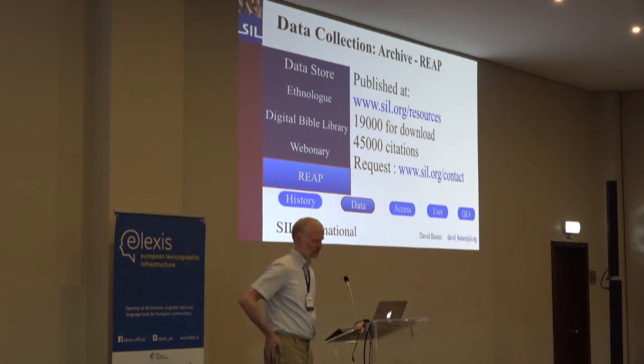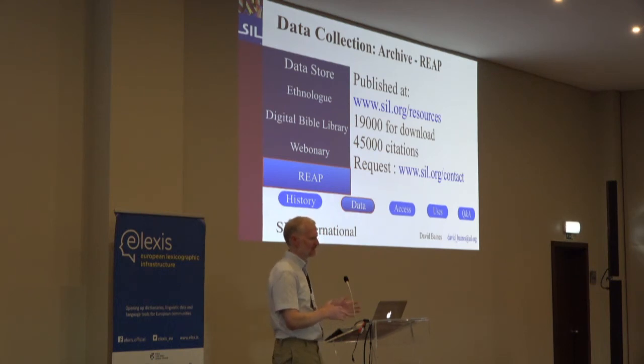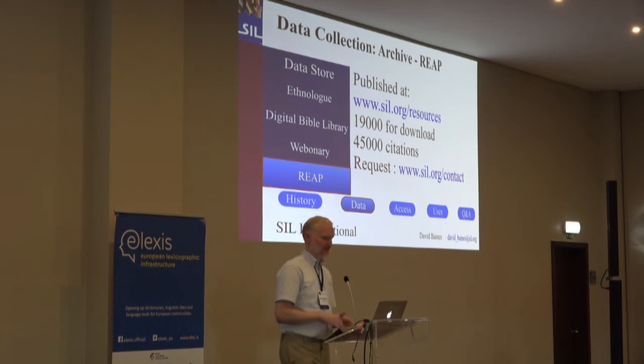The archive, REAP, is published on the web, on our sil.org website. If you go to resources and look for the archive, you'll find it there. I'll come back to it when I look at access and show you different ways of searching through it. It has 45,000 public citations, and about 19,000 of them have something you can download directly from the site.